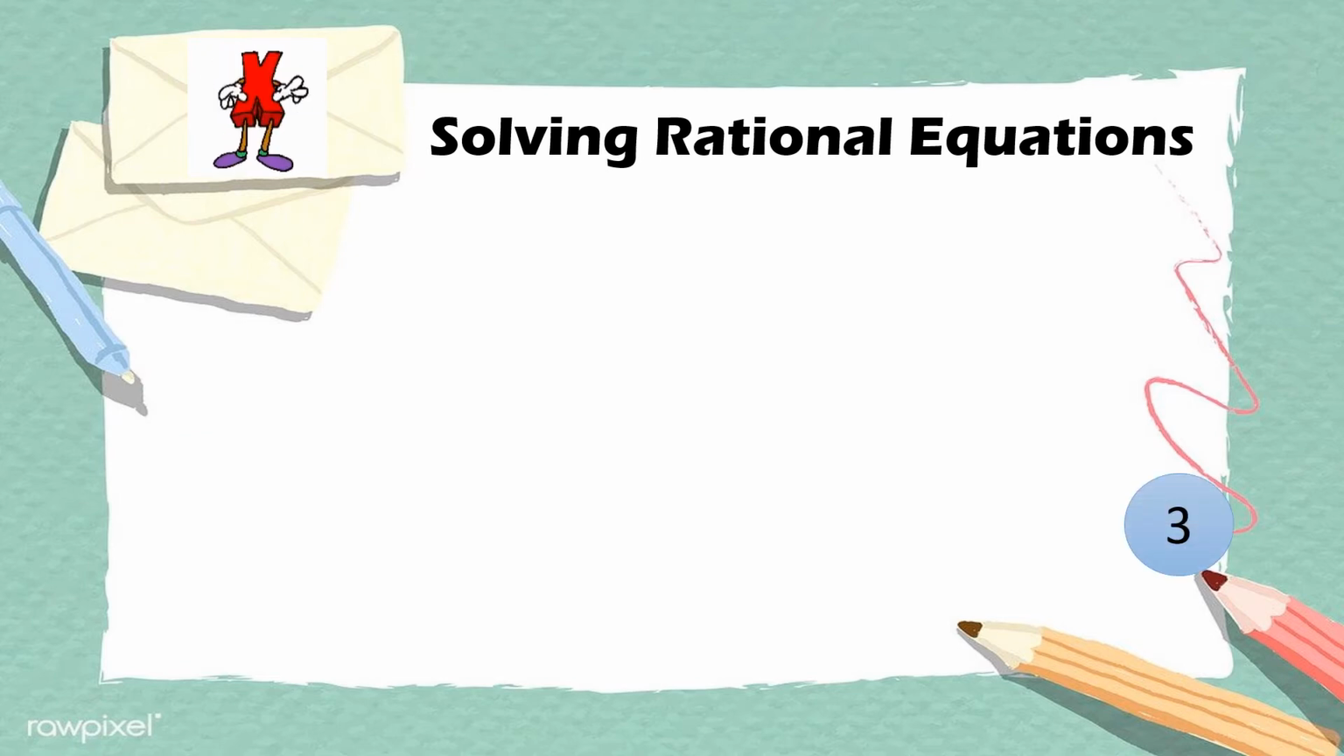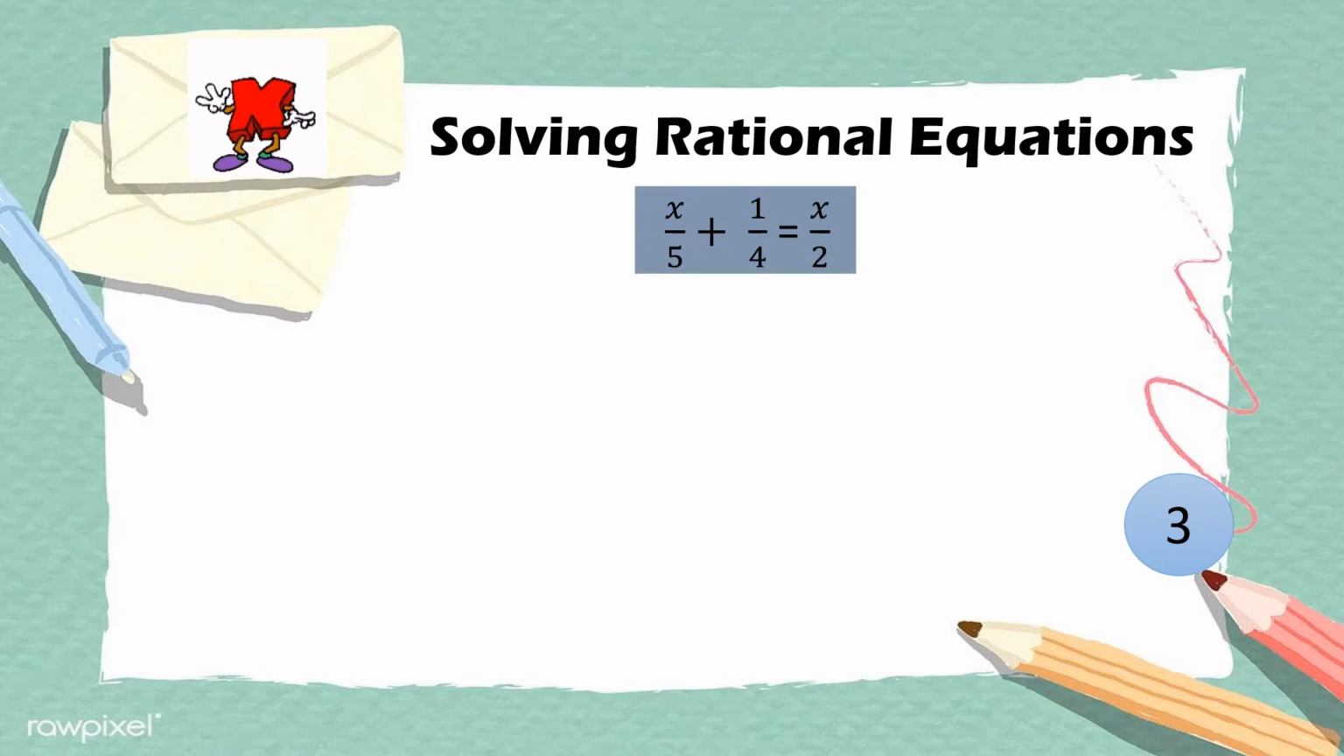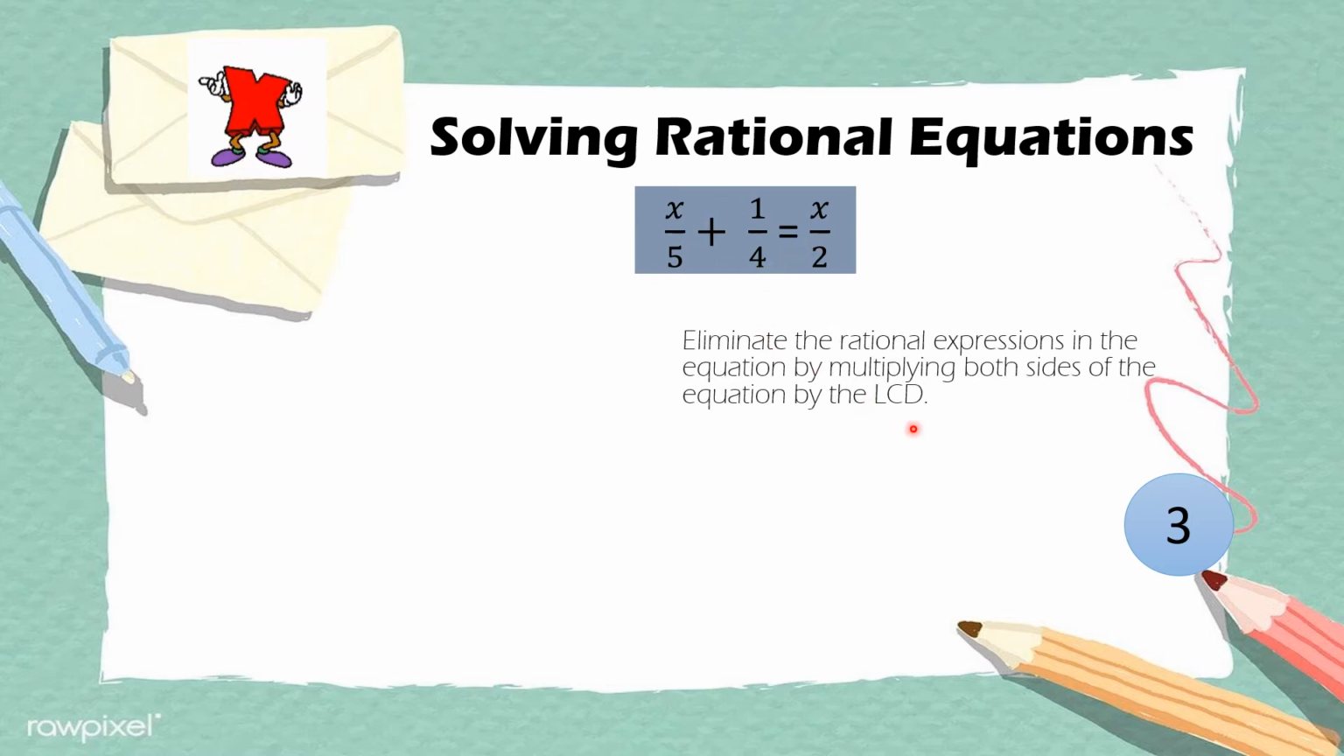Let us now proceed with the third example. So we have x over 5 plus 1 over 4 equals x over 2. As you can see, we are just finding the value of x that will make both sides equal. Following the first step, you need to find the LCD in order for you to eliminate the rational expression. As I have said, to find the LCD, simply multiply numbers in the denominator.